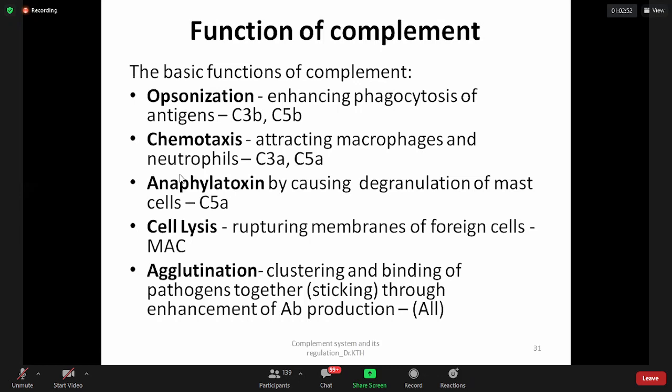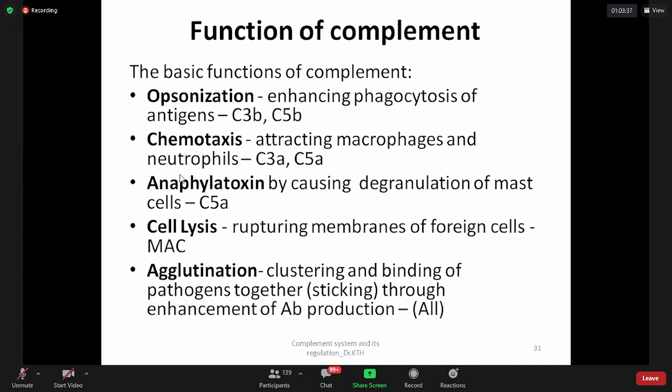One is that complement is very important in the formation of opsonins. The opsonins are C3b and C5b, and these enhance phagocytosis. Remember, we said that one of the major functions of the innate system is phagocytosis. It's very, very critical that we are able to phagocytose any antigen, okay? Because it is through this phagocytosis that we're able to produce peptides that are then presented before we can even start to make antibodies. So opsonization is very important.